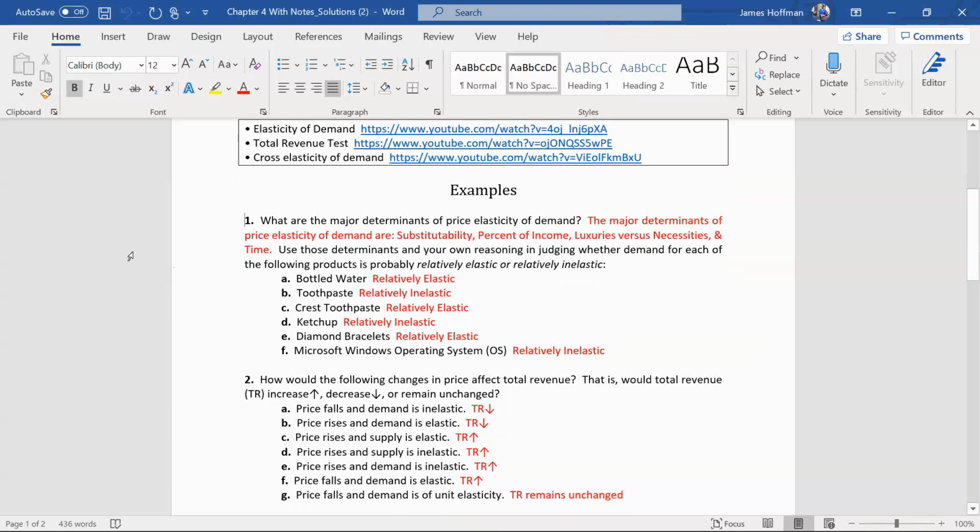Okay, let's look at some examples. So number one, what are the major determinants of price elasticity of demand? Remember that one slide had those.